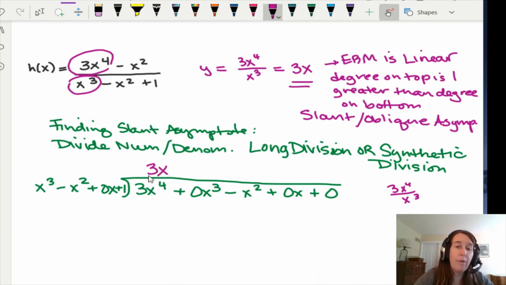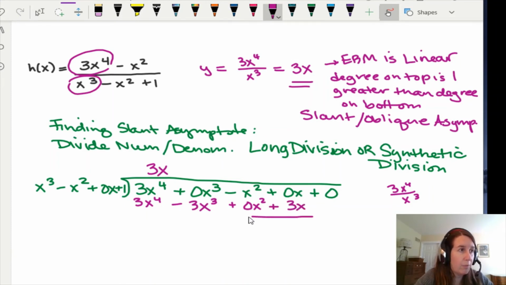Okay, now we multiply. So 3x times x cubed is the 3x to the 4th. 3x times negative x squared is negative 3x cubed. And then 3x times 0x is 0x squared. 3x times 1 is 3x. And we won't have a number over there.